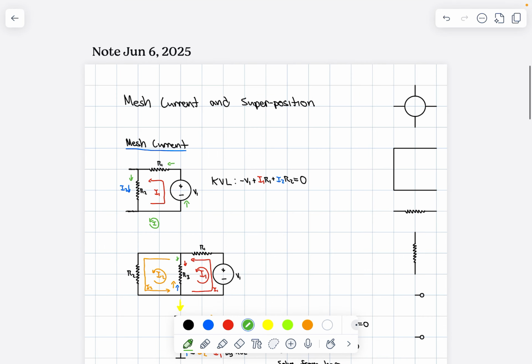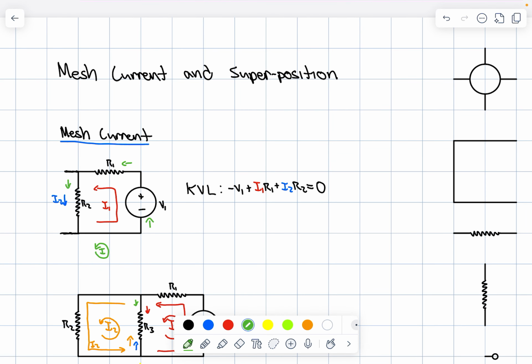First, we're just going to start with mesh current. Mesh current, you should understand pretty well at first glance. So here's KVL. I've just drawn some KVL. You should understand Kirchhoff's voltage law at this point.